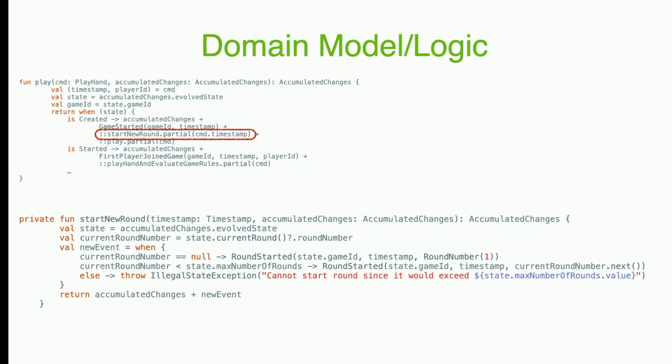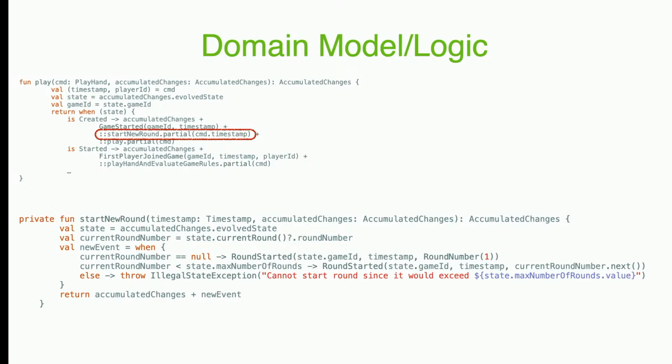And yeah, it checks some things here, some business rules. But the thing that might be interesting is that the function doesn't fit, right? It takes too many parameters. It doesn't fit the function that accumulated changes wants. This is a function that takes accumulated changes and returns accumulated changes. But this function takes a timestamp and then accumulated changes. So it doesn't fit. So then we can use partial function application.